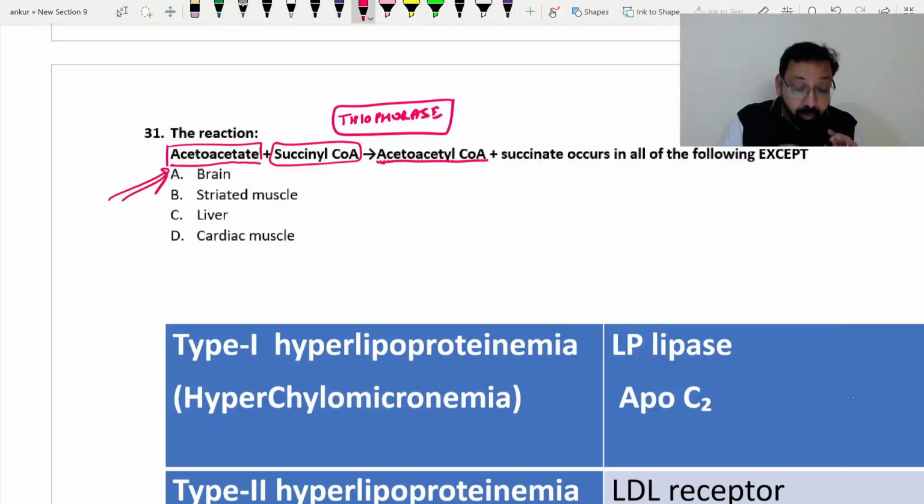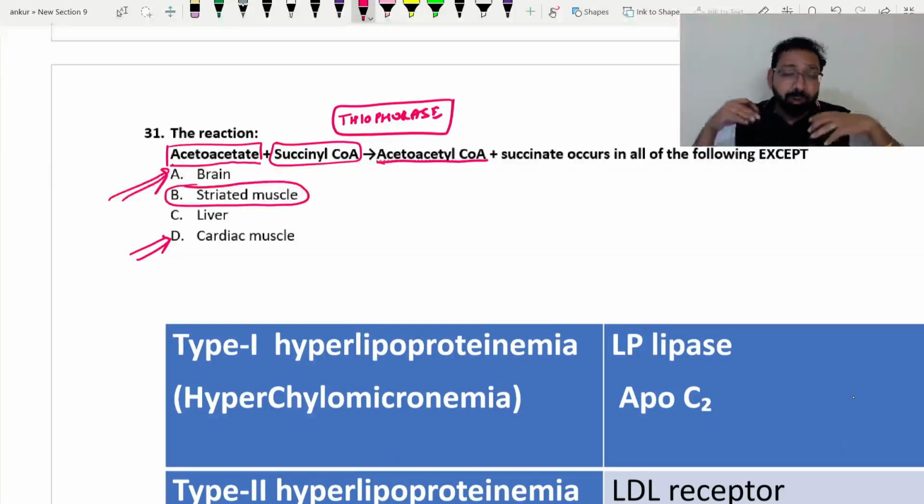brain utilizes ketone body in starvation. Yes, cardiac muscle, heart, utilizes ketone body in starvation. Skeletal muscle also utilizes ketone body. It is also essential. Even when you are sleeping, some muscles are doing work. So nature is very wise.